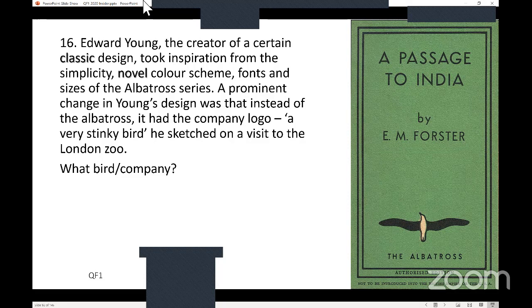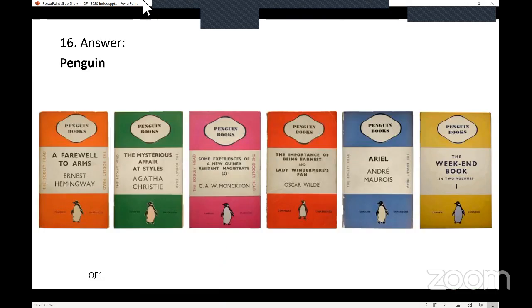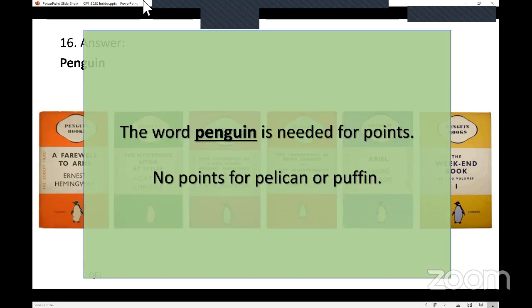This is Penguin. So my novel color scheme. Penguin has different colors for different kinds of novels and so on. The word Penguin is needed for points. No points for Pelican, Puffin, all of those other publications also. But those are all subsidiaries of Penguin. So Penguin is the correct answer.